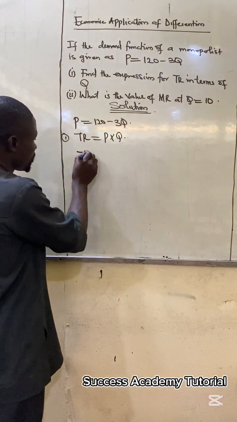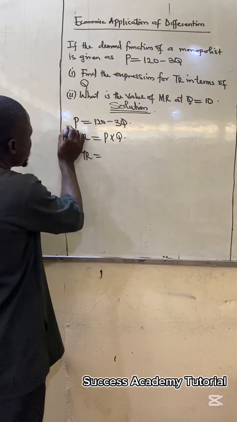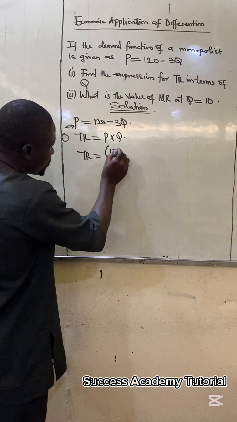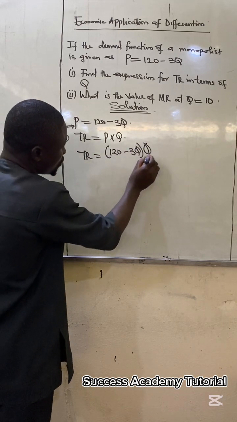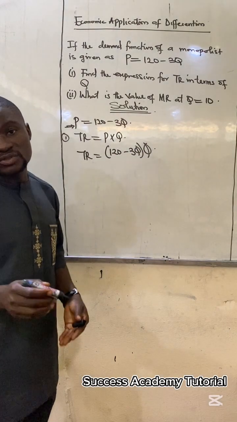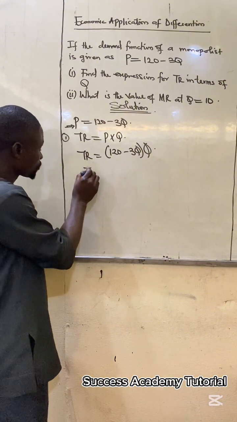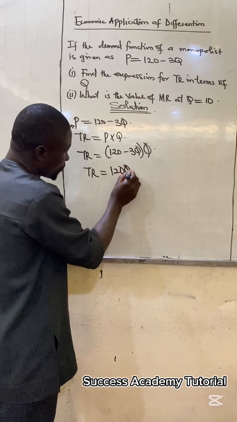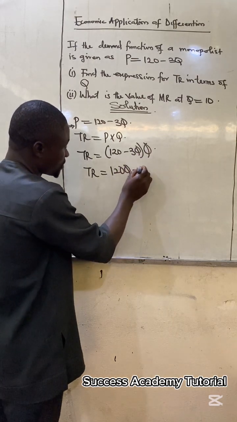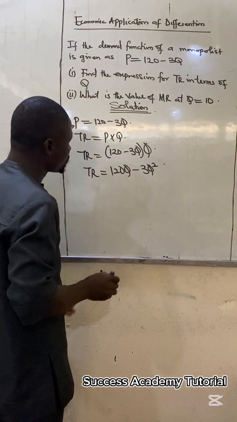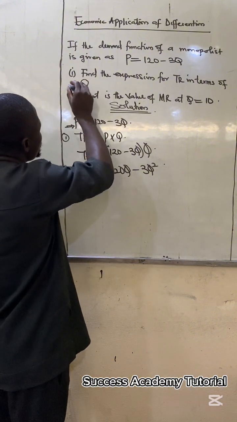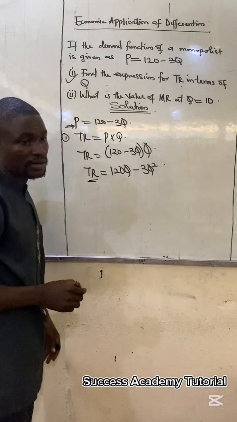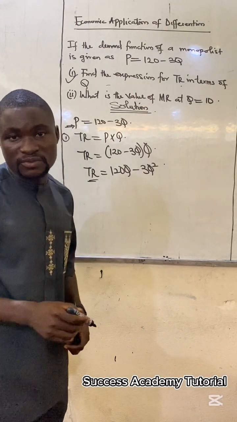So the total revenue here is equal to P, and don't forget that P is already given as 120 minus 3Q. That's going to be 120 minus 3Q times Q. The next thing we need to do here is to open the bracket. If you're following closely, you understand. This is 120 times Q, that's 120Q, minus 3Q times Q, that's 3Q squared. The question asked us to find the expression for TR in terms of Q. This is your expression for TR in terms of Q.